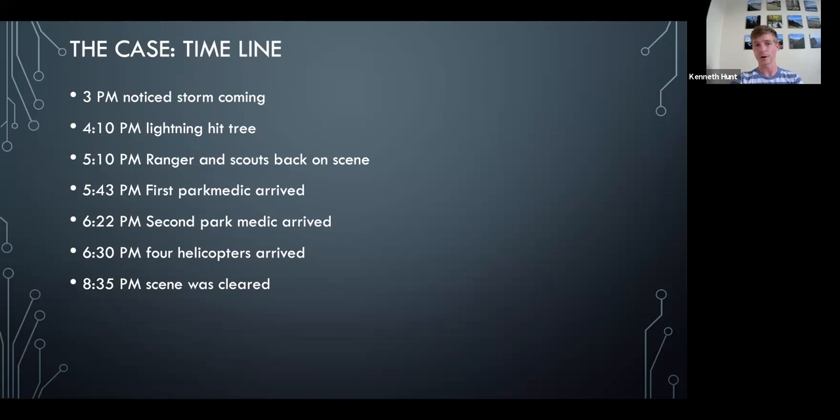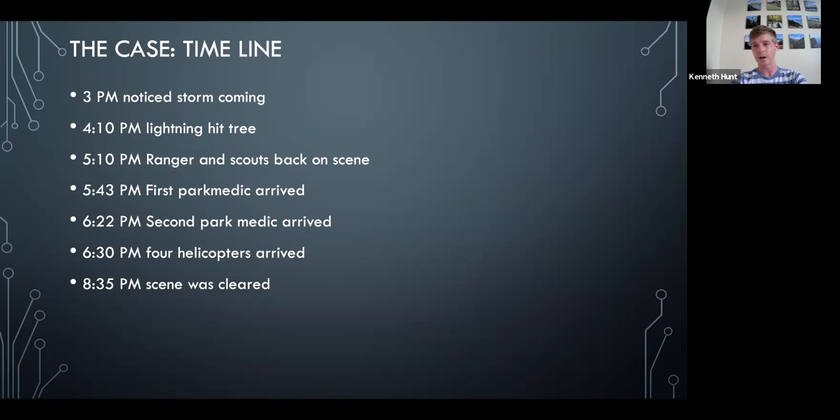And immediately after that, a couple of scouts ran to a backcountry ranger station, reportedly about a mile away, and were able to get the ranger to call for helicopter medical backup. And by 5:10, so an hour later, rangers and scouts are back on the scene. At 5:43, the first paramedic arrived via helicopter, and then at 6:22, a second park medic arrived, also via helicopter.